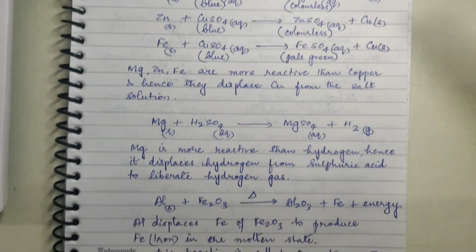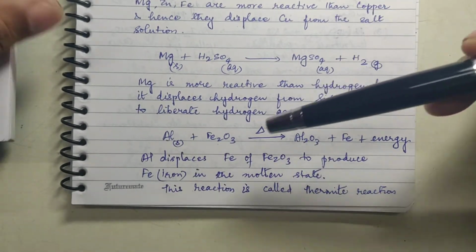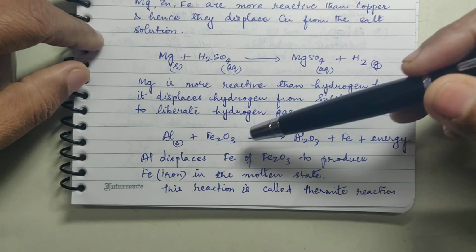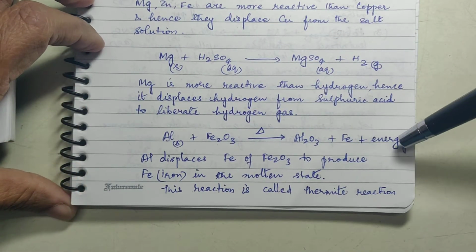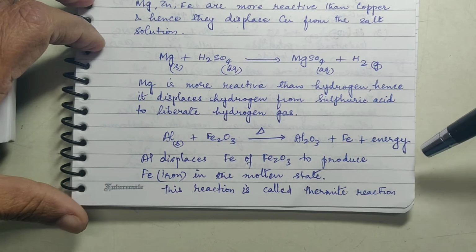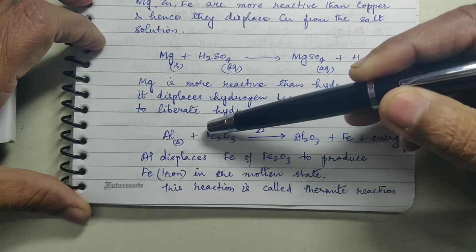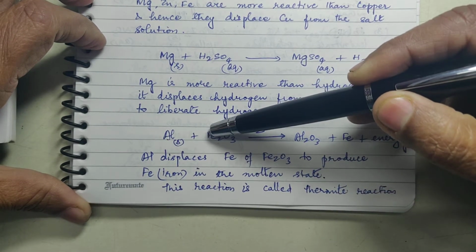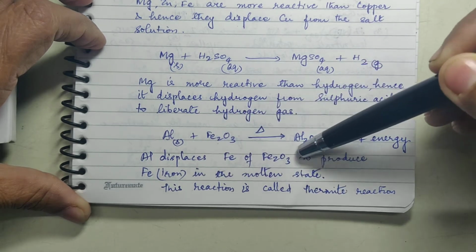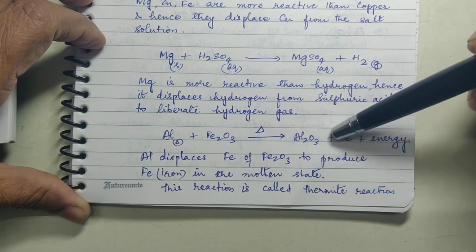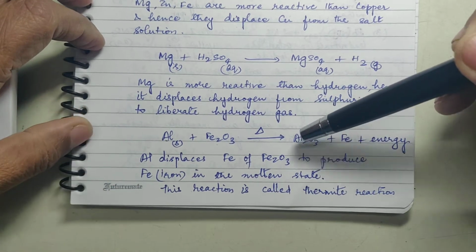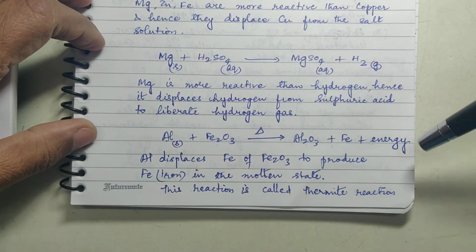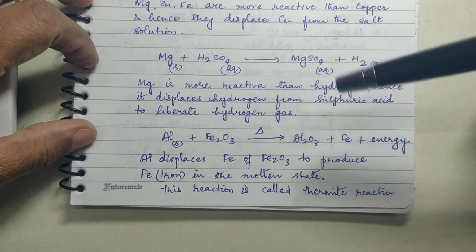Like that you can give many examples. Like aluminium, if you treat it with iron oxide, you will get aluminium oxide plus iron and energy is released in the process. Now here aluminium has displaced Fe from Fe2O3 to produce Al2O3 and Fe. Now this particular reaction is a very important reaction. How and why, if you ask?